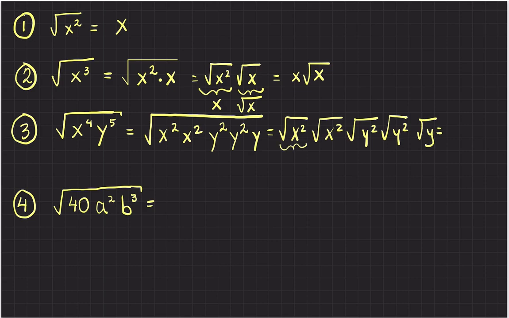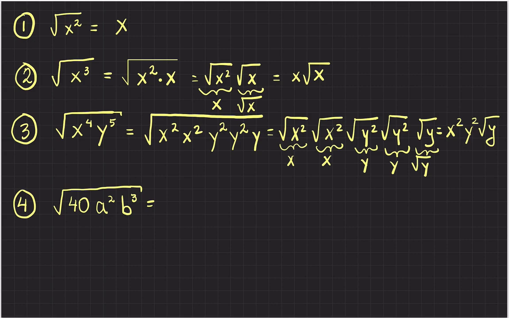Okay, square root of x squared, x. Square root of x squared, x. Square root of y squared, y. Square root of y squared, y. And square root of y is just square root of y. And what do I have here? X times x, which is x squared. Then I have y times y, which is y squared. And then just square root of y. So that would be your final answer.